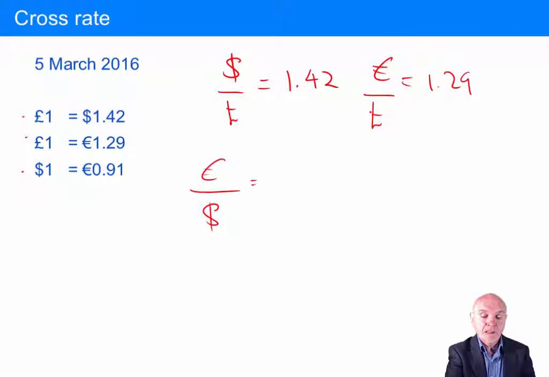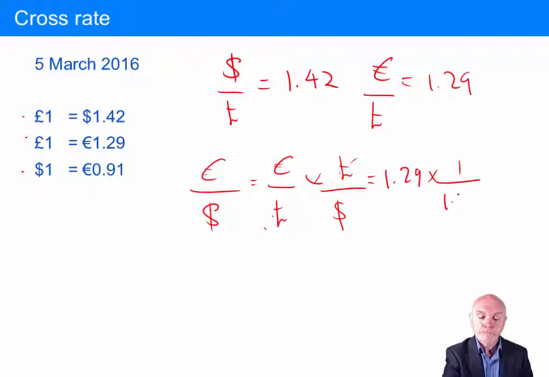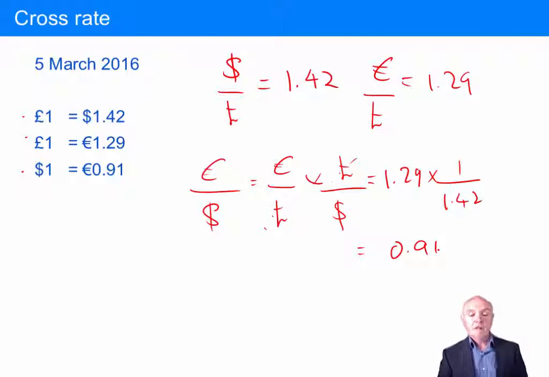Well, if we take this one here, one way you can get it is euros per pound times pounds over dollars. So these two pounds are going to cancel out. You're going to be left with euros over dollars. So in terms of what we've got here, euros over pounds is 1.29. Pounds over dollars is going to be 1 over that. We don't want dollars per pound, we want pounds per dollar, so you turn it all upside down. So we should be coming out in here with 1.29 divided by 1.42 at 0.91. So the newspaper was obviously correct.